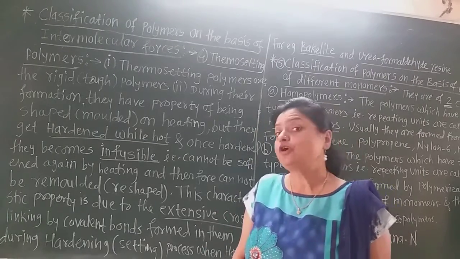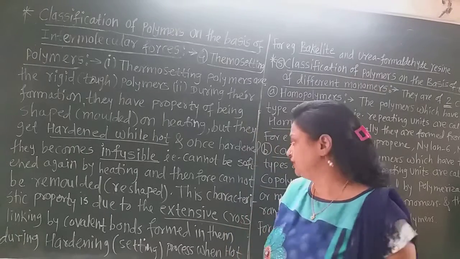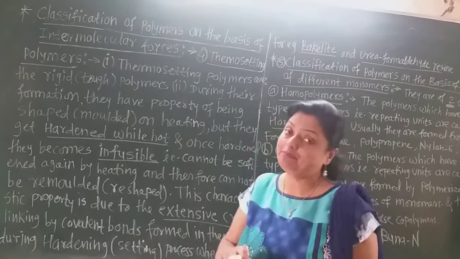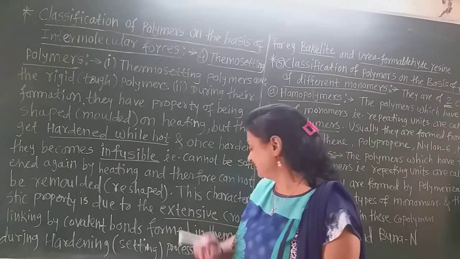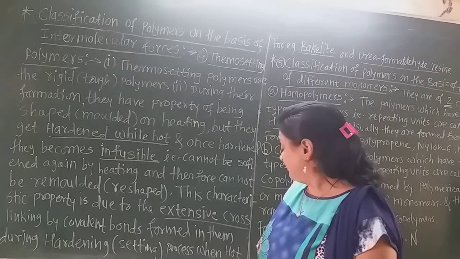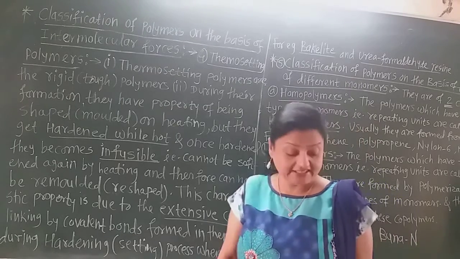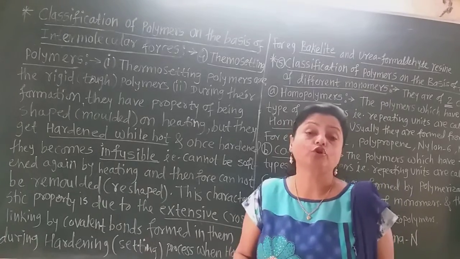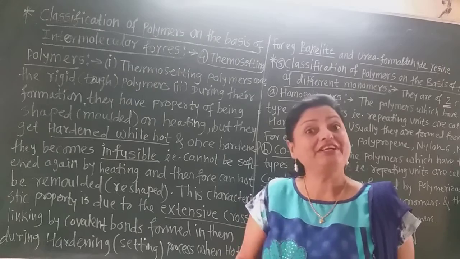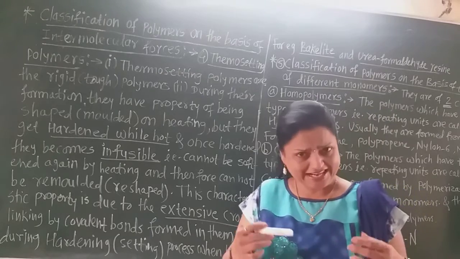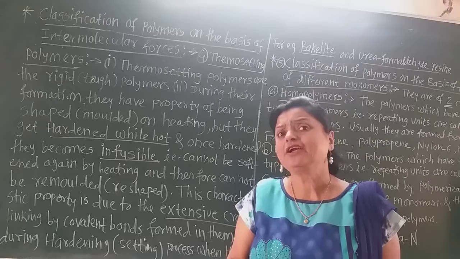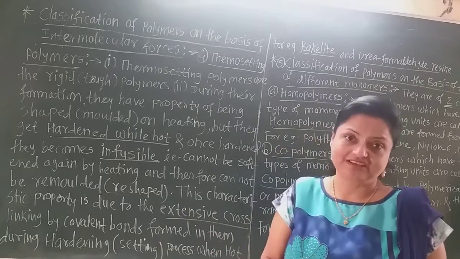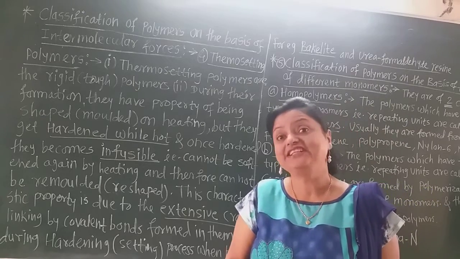They cannot be remolded again. This is the property due to the extensive cross-linking of the covalent bonds formed in them during the hardening or setting process. When they are in the hot condition, in the hardening or setting process, there is formation of extensive cross-linking between the covalent bonds of their molecules, and this is the characteristic property that they do not remold again.